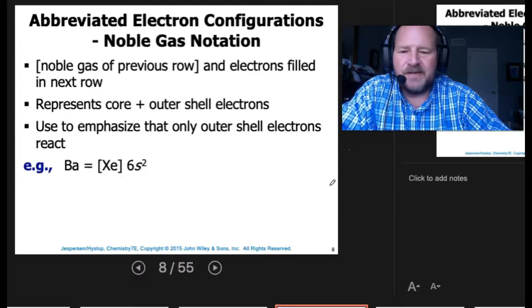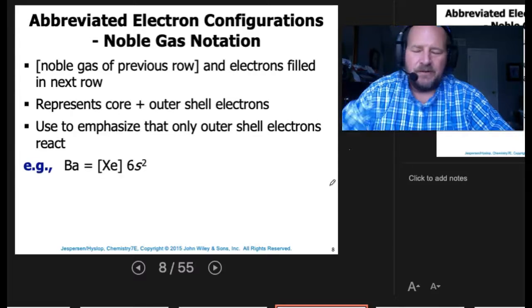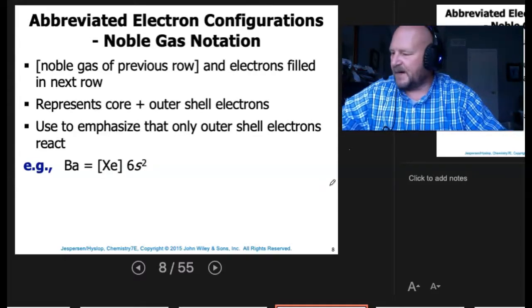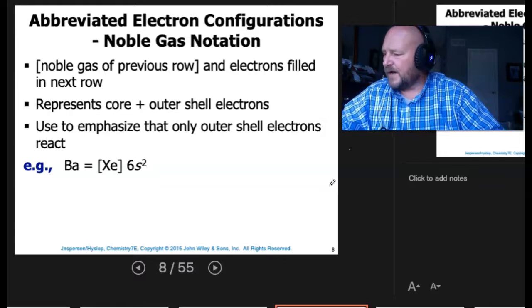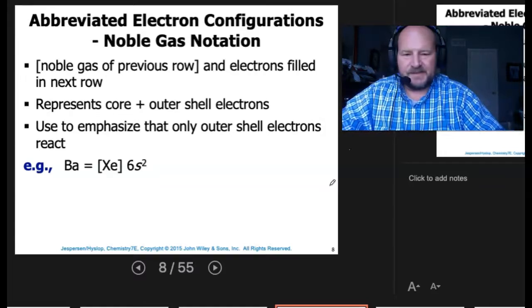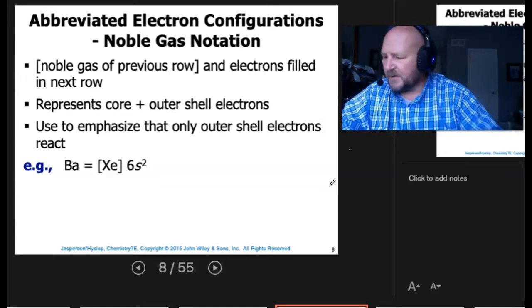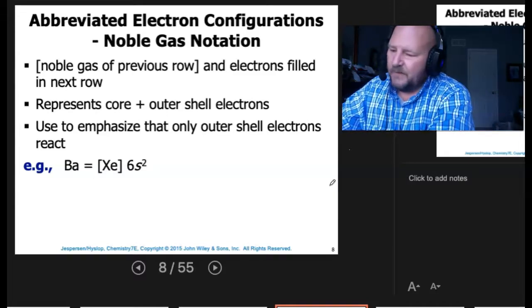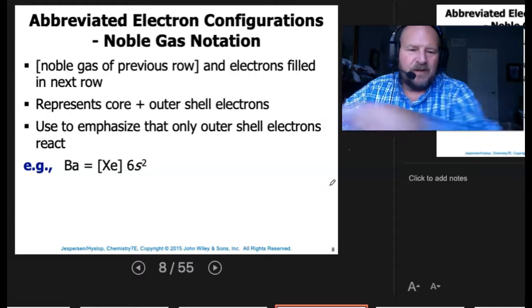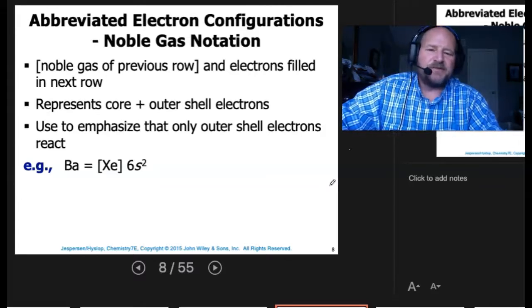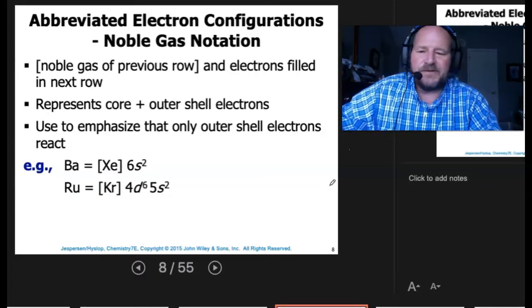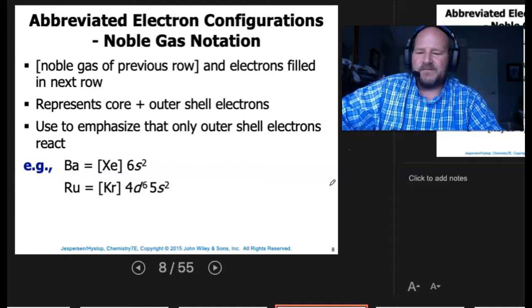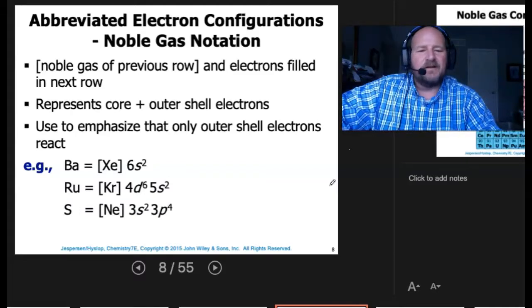So for instance, if we were looking at barium, if you look at your periodic table and you find barium, we're way down here, number 56, it's in 6s. So what we're going to do is we're going to use xenon, put that in brackets, and then we know that's going to be our core all the way to there. And now we have 6s2 left over. And of course, that's a lot easier than writing 1s2, 2s2, 2p6, 3s2, so forth and so on, right? Ruthenium, same way. Sulfur, a little smaller, but still the same idea.